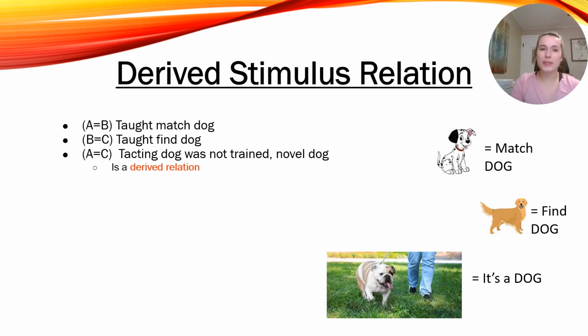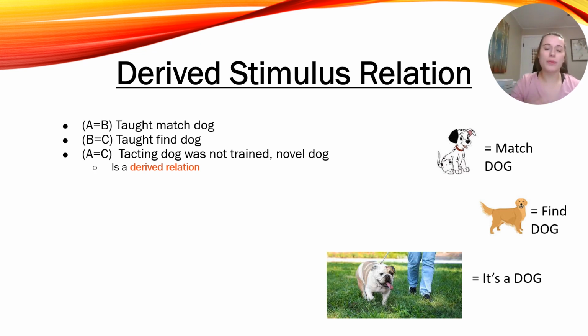So in the end, we did have a derived stimulus relation of when he saw the bulldog walking and was asked, what is that? He correctly said, that's a dog. This would be a derived stimulus relation because, first of all, that dog was never taught as dog, and the skill of tacting was never trained.